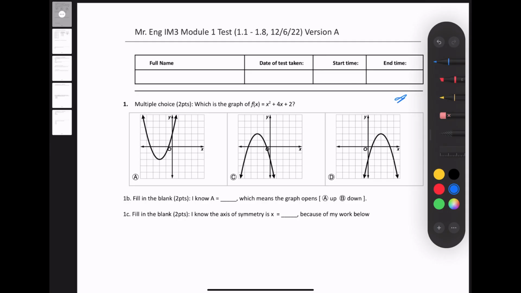Hey guys, let's go over your Module 1 test. This is versions A, B, and D. Sorry for the clicking sound of my pencil. I have to use my backup pen.